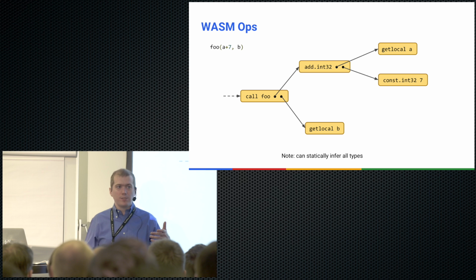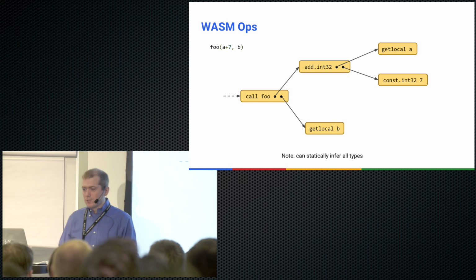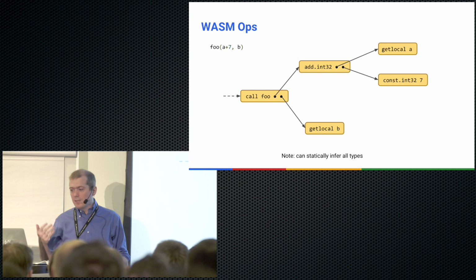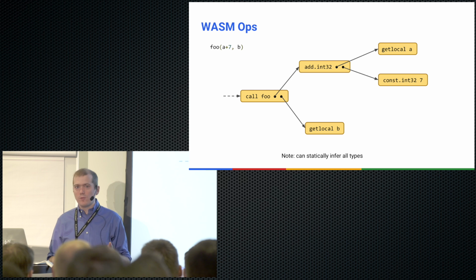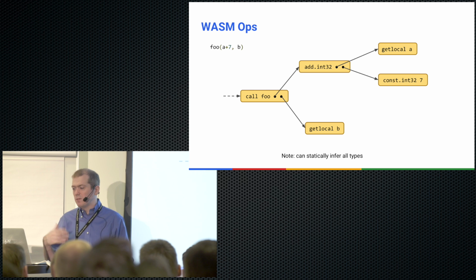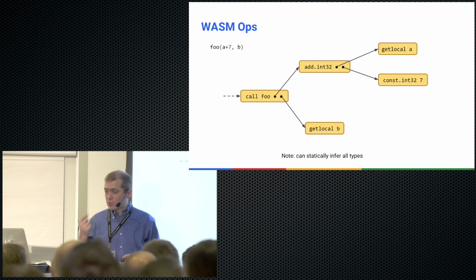It's rather hard to make slides about binary, so here's an image to illustrate it. Say you're calling the function foo, and you have one argument which is a plus 7, another which is b. Both a and b are locals. If this was JavaScript, you'd initially say, well, I know nothing about this. I don't exactly know what function I'm calling. I don't know if a is an integer. I don't know if it's a string.